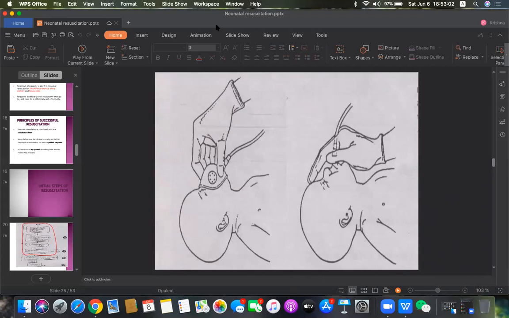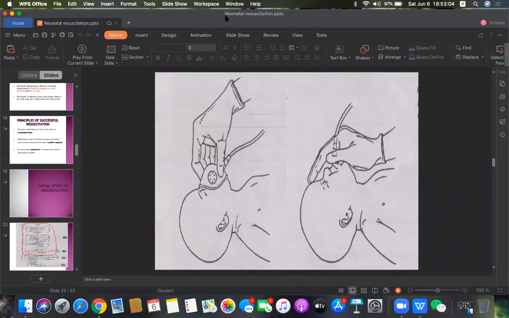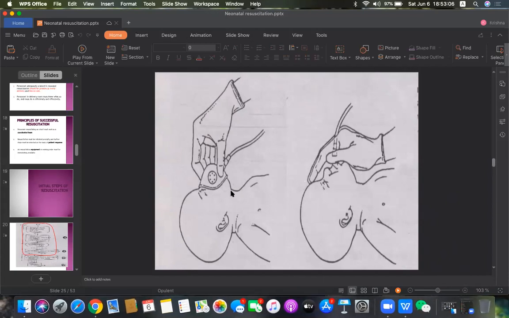Now have a look here. Okay, what's going on? This is giving oxygen to the baby. This is by face mask, and it is by the tube. This tube is also effective. This type of oxygenation may help the baby.